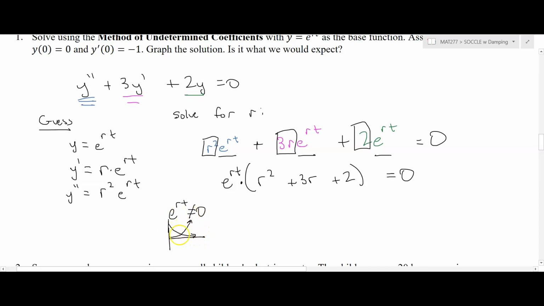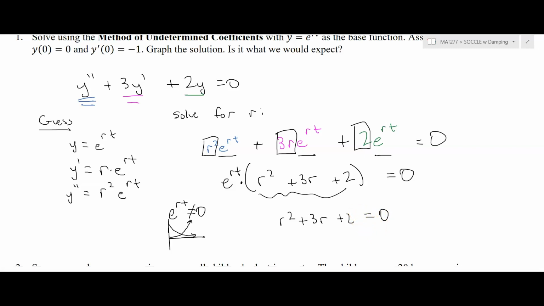And if it grows, then obviously it's not going to approach 0. And there's no number you could raise something to in order to get 0. So e to the 0 is 1, e to the negative 1 is 1 over e. So these functions will never equal 0. So anyway, the point is, the only way for this product to be 0 is if r squared plus 3r plus 2 is equal to 0. Perfect. Well, I know how to solve this.